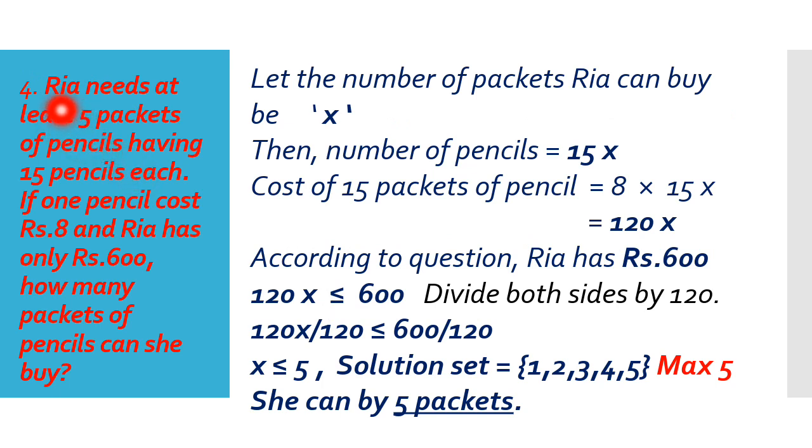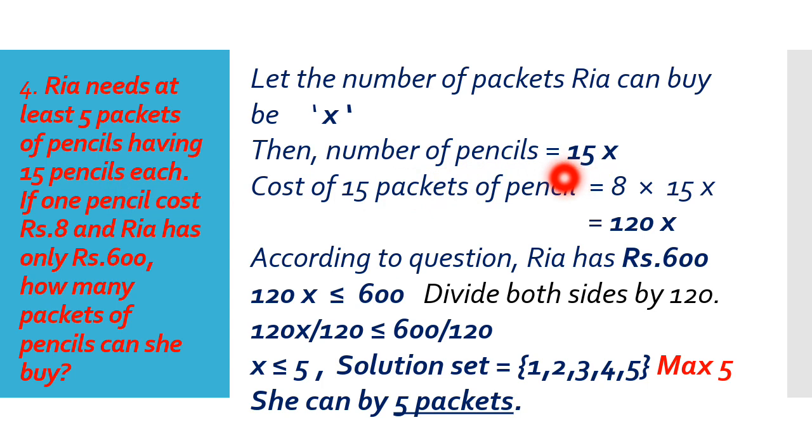This is a word problem given here. Ria needs at least 5 packets of pencils having 15 pencils each. If one pencil costs rupees 8 and Ria has only rupees 600, how many packets of pencils can she buy? So here the solution is, we will consider first, let the number of packets Ria can buy be x. Okay, as the number is x, so the number of pencils in x packets will be 15 into x, as one packet consists of 15 pencils. So the number of pencils is 15x.